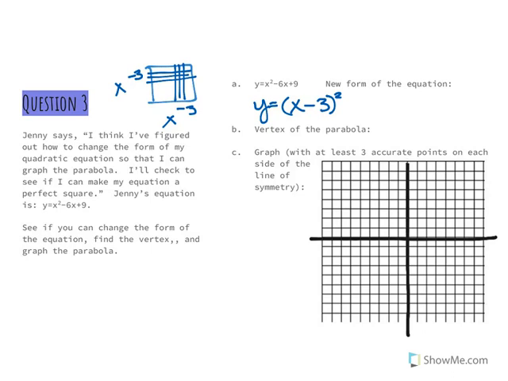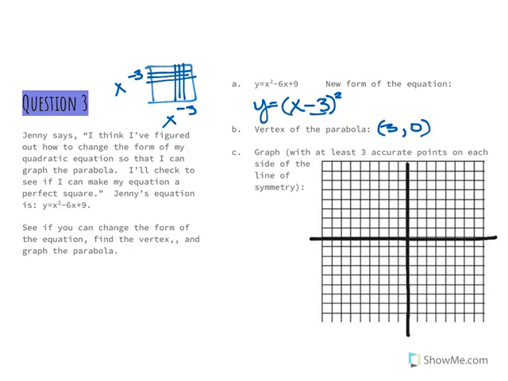So the vertex of the parabola in this case would be that negative 3 becomes a positive 3, and 0. We didn't move up any or down any. We only moved to the right 3 units. So now we want to graph this with at least 3 accurate points.